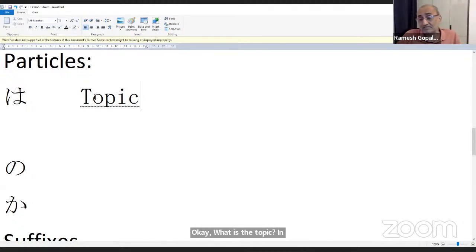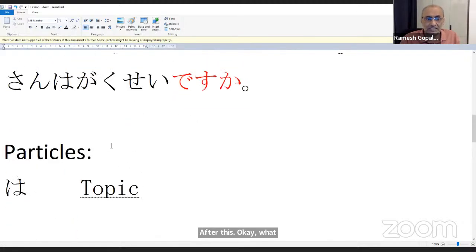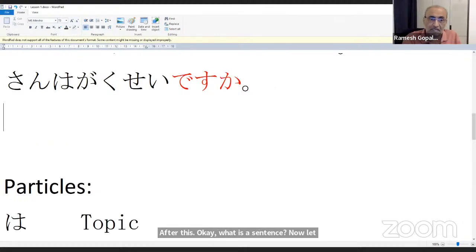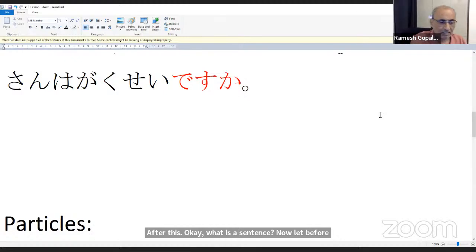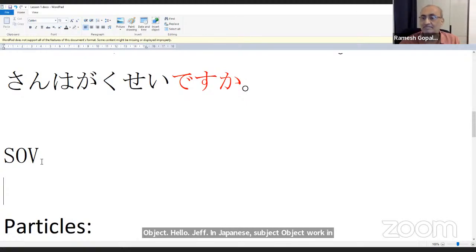In Japanese sentences, you have something called a topic. Subject of the sentence? No, it's not the subject. Subject is a different thing. Subject comes after this. Okay, what is a sentence? Now, before this, a sentence is subject, object, verb in Japanese. In our languages too, it's the same thing. In Indian languages, subject, object, and verb. Verb is always at the end.